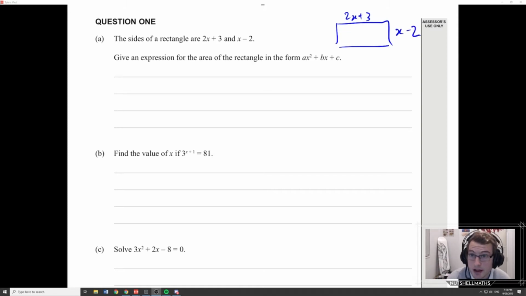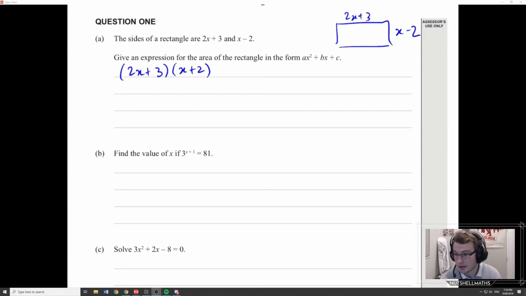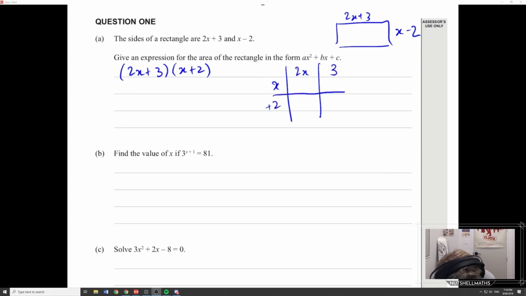So we've got a rectangle with sides 2x plus 3 and x minus 2. This quote here is just trying to scare you, but it's telling you that it wants a quadratic. In order to do this, we are going to be multiplying. The reason we are multiplying is because to find the area, we do width times length. And so in order to find the area, we multiply the width and the length, which we've written down in this picture. I do it the grid way. Your teacher might have taught you differently. Trust your teacher, but worst comes to worst, trust me as well. If I am your teacher, awesome.